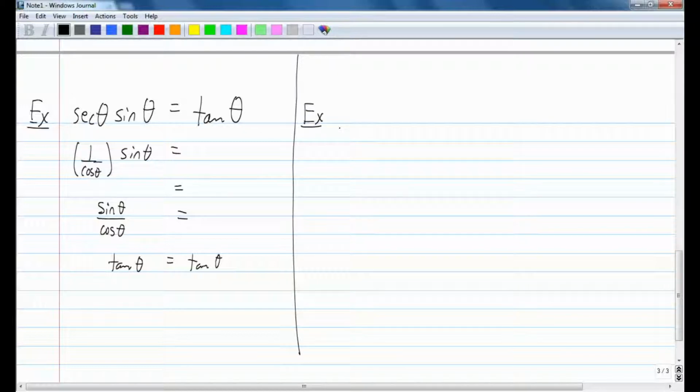Let's look at another example. Let's say that I had 1 plus cotangent squared of negative theta equals cosecant squared of theta. If you ever have a negative angle measure, that's a hint that you need to apply the even odd formula there. You need to keep in mind, though, this thing right here is squared. So I'm going to apply the even odd formula, but this term is also squared. The squared means that I'm taking the cotangent of negative theta, and I'm squaring it.